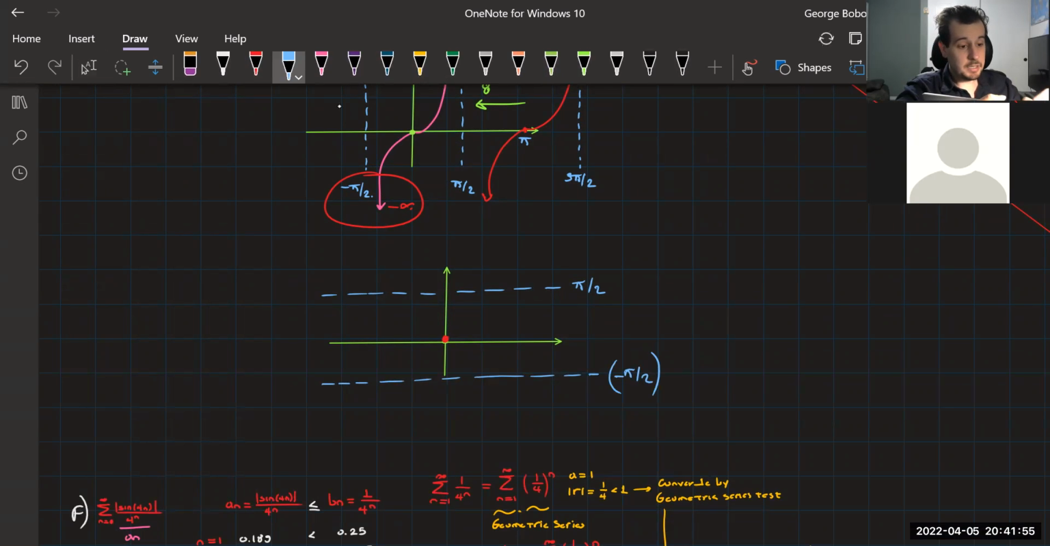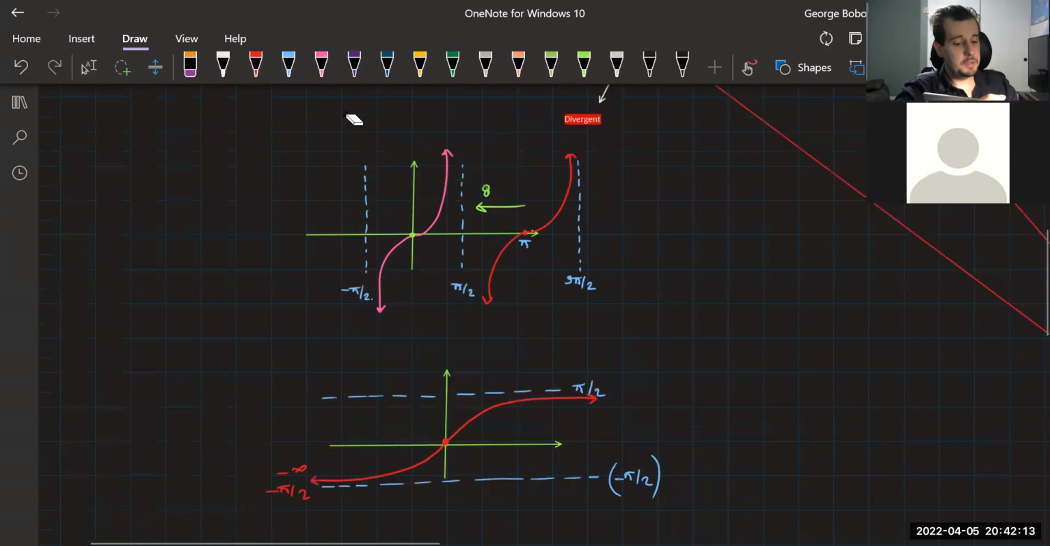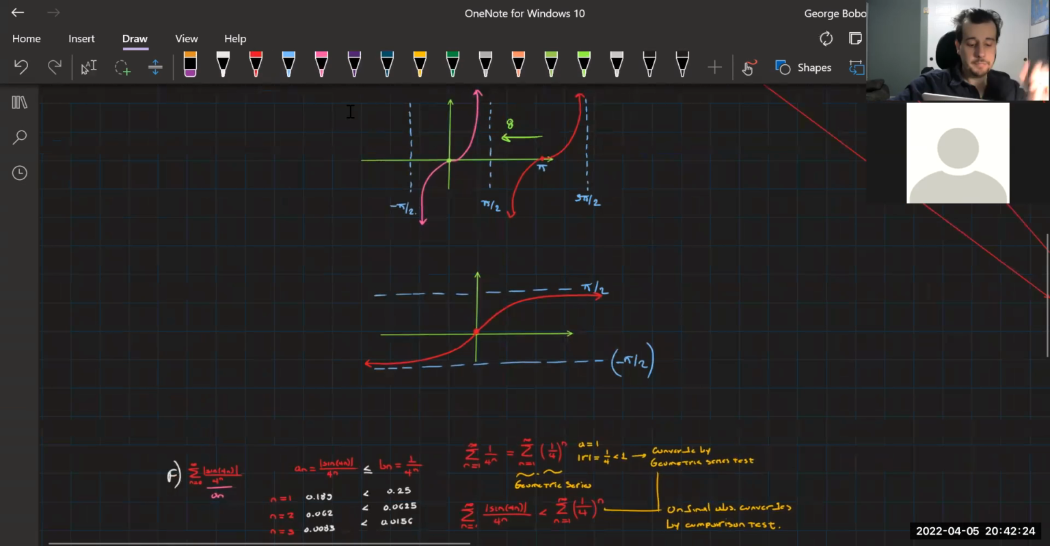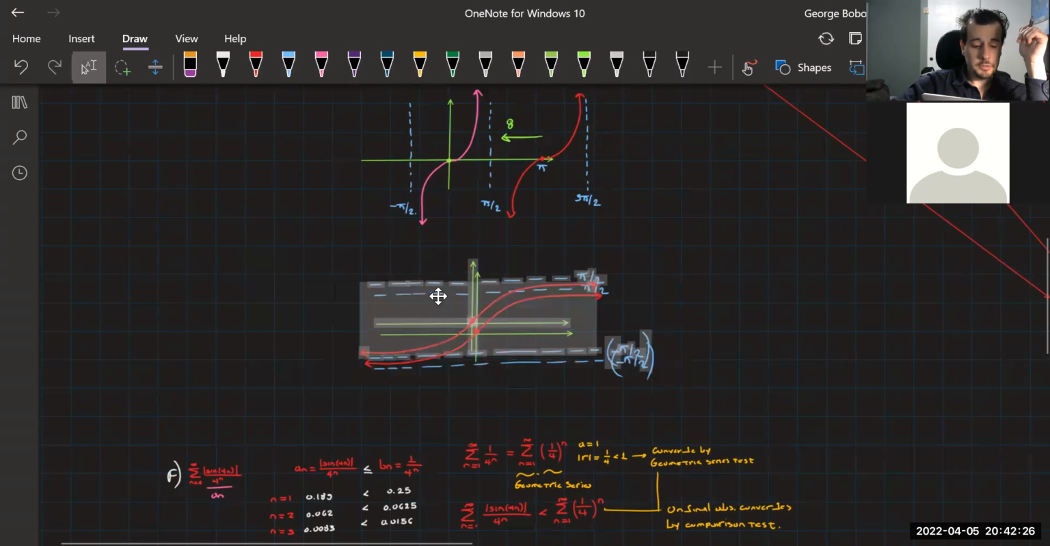Okay, so at negative infinity, x approaches negative pi over 2. So it looks actually like this. There we go. So negative infinity, negative pi over 2. And then the other one, positive infinity, positive pi over 2. That's what's happening there. There's our inverse. Okay. So as you can see, it's bound.